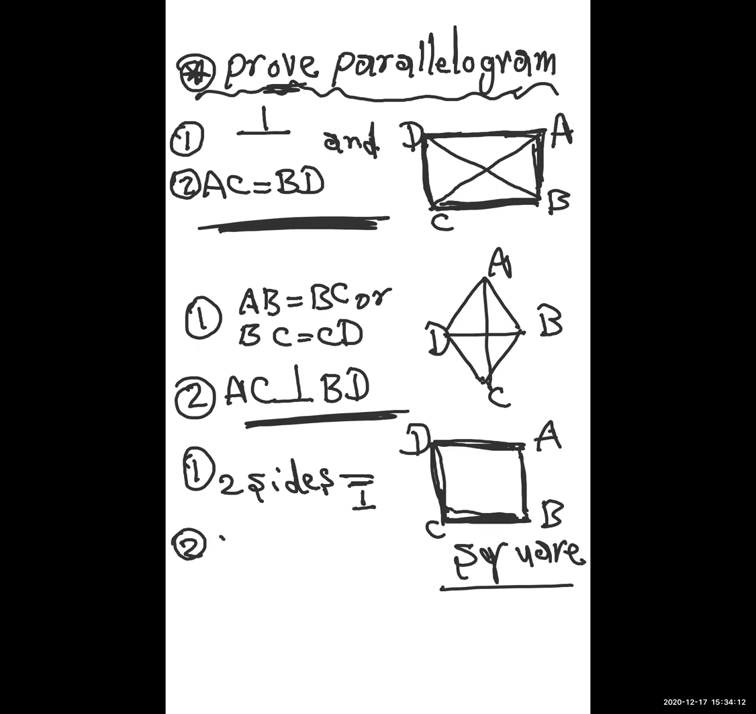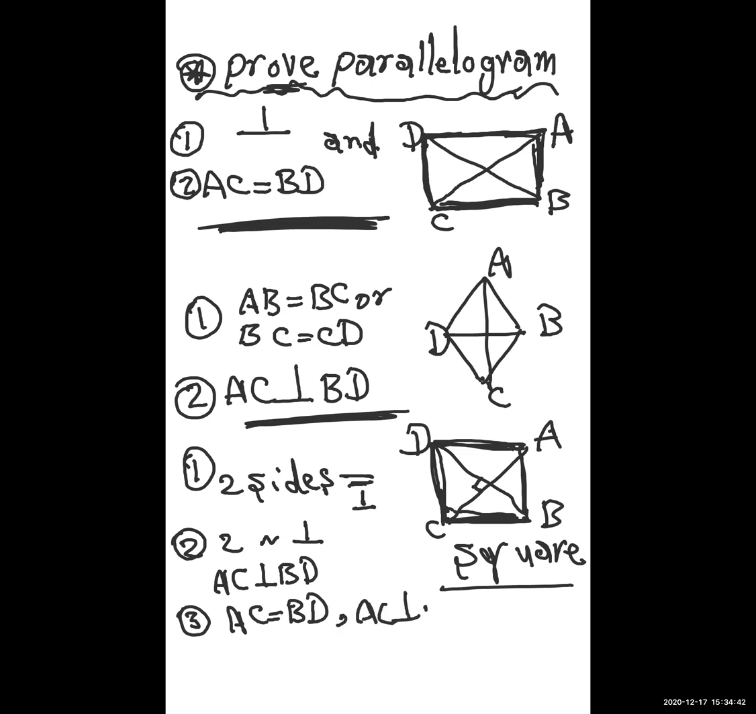So two adjacent sides are perpendicular and AC perpendicular to BD. And the two diagonals are perpendicular. Okay. The third case, if the two diagonals are equal, AC equals BD, and AC is also perpendicular with BD. So the two diagonals are equal and perpendicular.